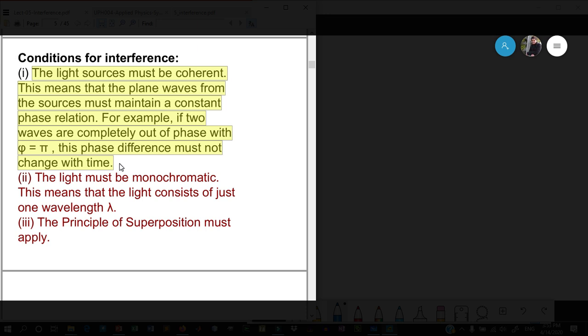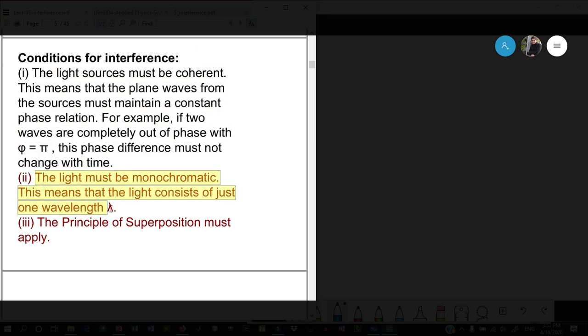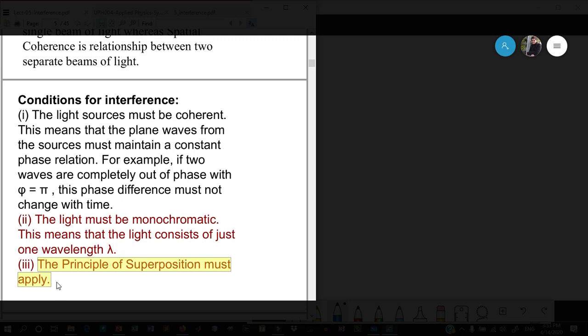The second condition is that the light must be monochromatic. What do I mean by the light must be monochromatic? The two beams which are interfering must have the same wavelength. And the last one is that the principle of superposition must apply. So what is the principle of superposition?